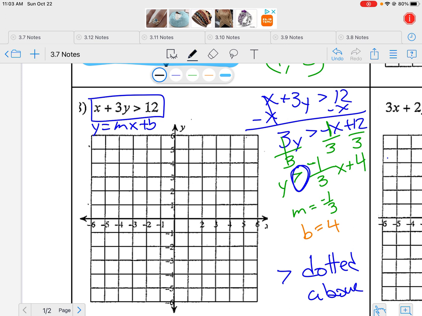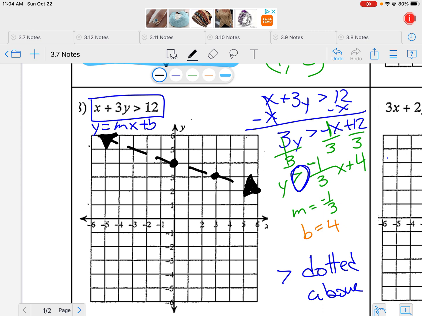So I need to go to a +4 for my first dot because it's my y-intercept. I need to go down 1, to the right 3, down 1, to the right 3. And I know that this line needs to be dotted. And so this is my dotted line.